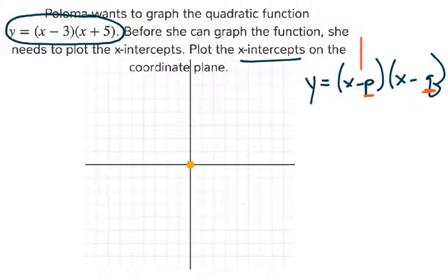Well, the p is easy. It says x minus p in our form here, and we have an x minus 3. So one of the intercepts, p, is just 3.